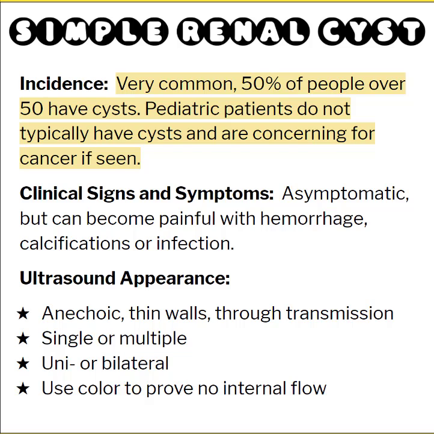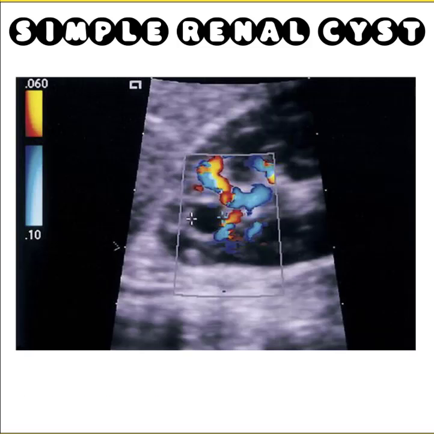Now, as far as appearance goes, again, we're going to meet that simple cyst criteria: anechoic, thin walls, through transmission. The cysts might be single or multiple. They might only be on one side, or they can be on both sides. And we want to use color to prove that there's no internal flow. In this first example here, we have the simple renal cyst sitting more within the corticomedullary border, and we're using color flow then to show that there is no flow within the cystic structure.